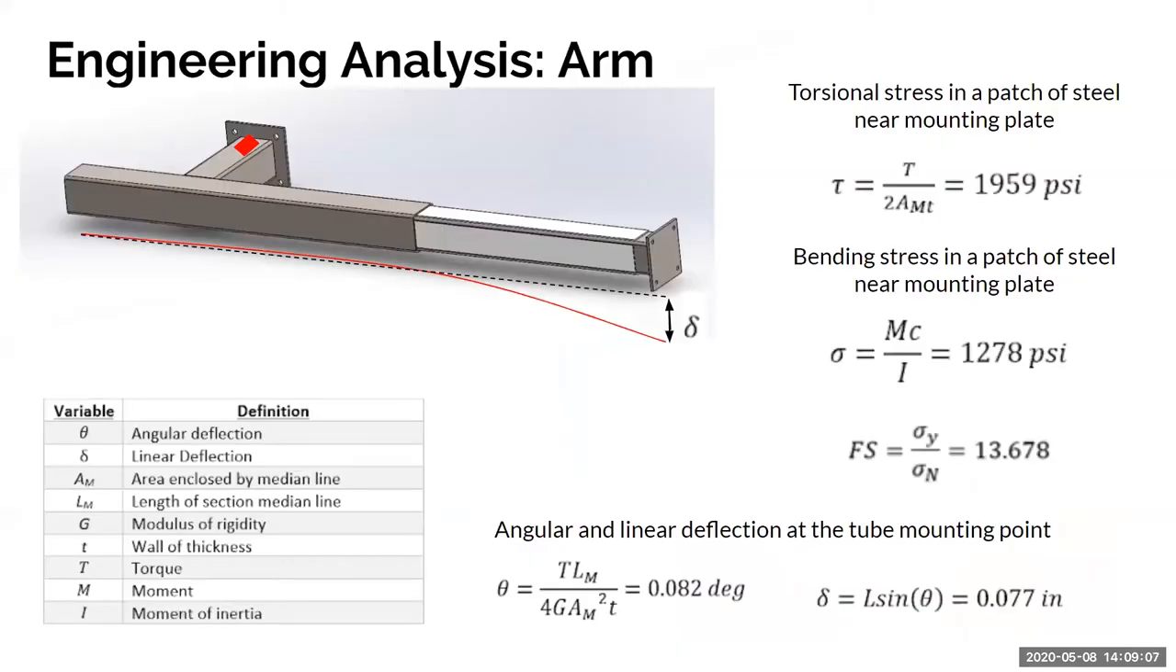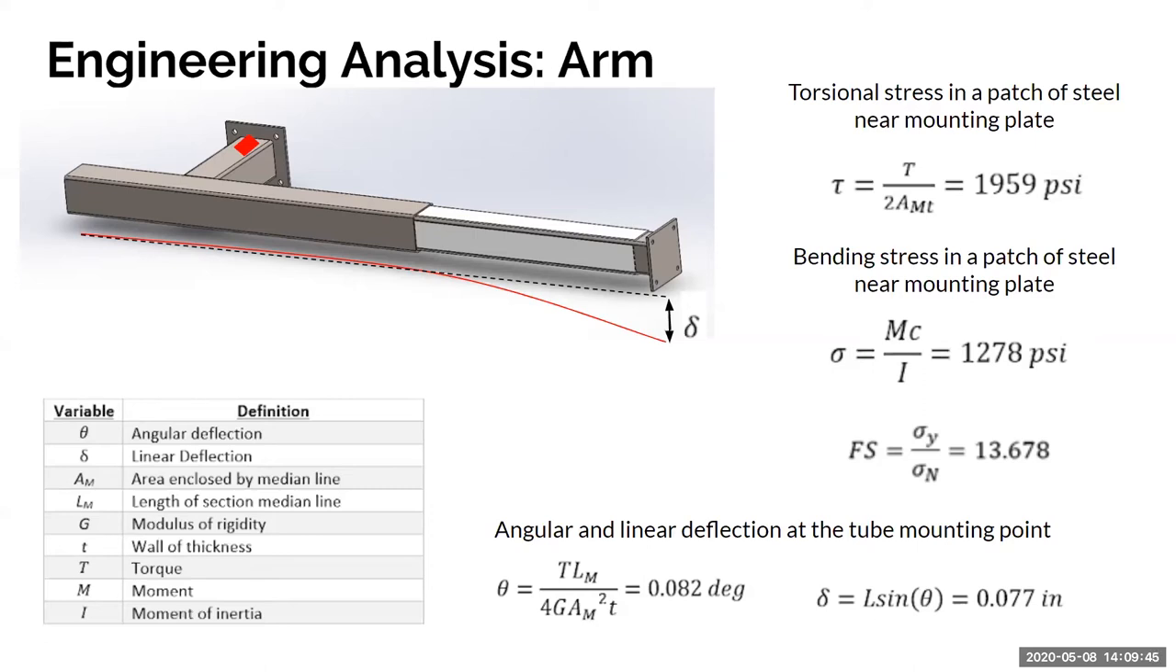So then for the analysis of the arm, the main calculations to ensure the arm would not fail are shown on the slide. The red patch on the image shows a stress patch on the outer surface of the tube where maximum stresses would occur. The first stress to consider is a torsional stress from the tube on the end of the arm, and that was calculated to be about 2000 PSI. And then the second stress to consider was a bending stress, since it's pulled out 12 inches from that mounting point. And that was calculated to be about 1300 PSI.